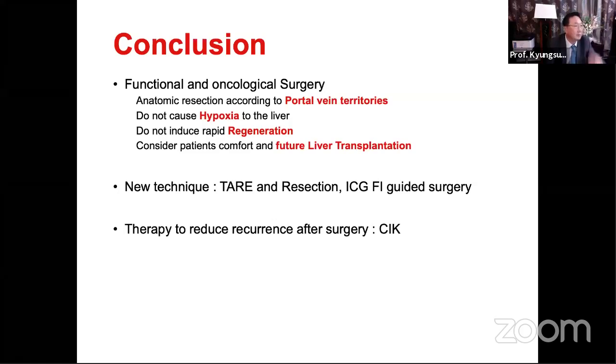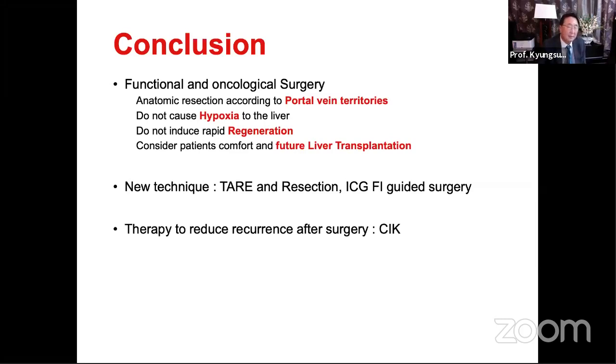If not yet, then may I ask you, Professor Su, about the question on the hypoxia. Do you consider the Pringle maneuver as a form of hypoxia to the liver?